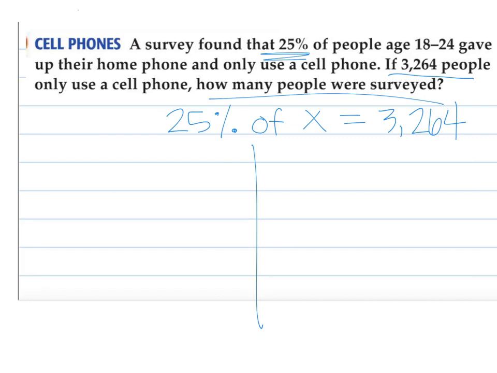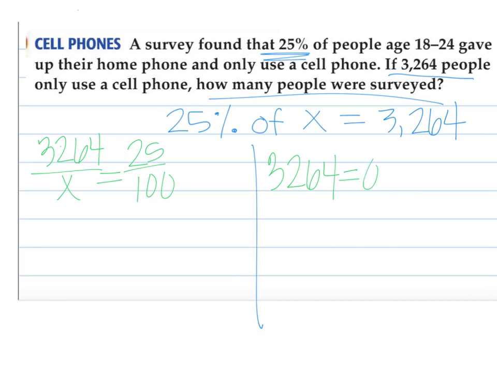I'm going to set it up both ways. The proportion method, I would set it up like this. 3,264 over X equals 25 over 100. To set it up the equation, it would be 3,264 equals 0.25 times X. Notice, remember, the proportion method, I keep it my percent over 100. The equation method, I change it to a decimal.